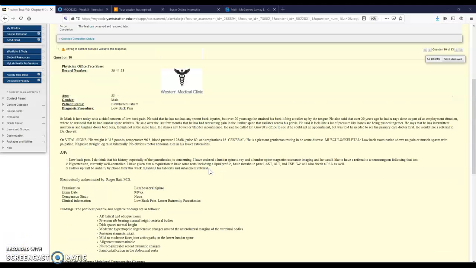In the last scenario, questions 10 through 13, this is also an established patient. This one is pretty straightforward, so I'm not going to go in real depth on this one, but just know this is a physician office visit and it's an established patient.